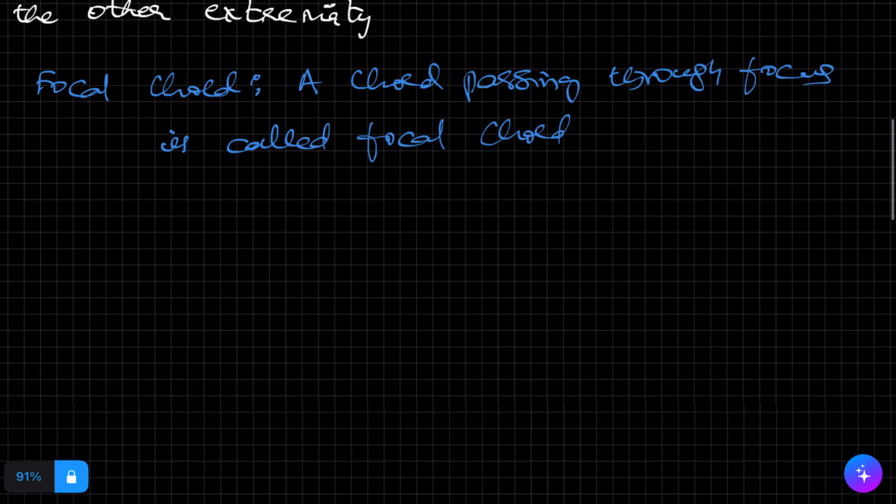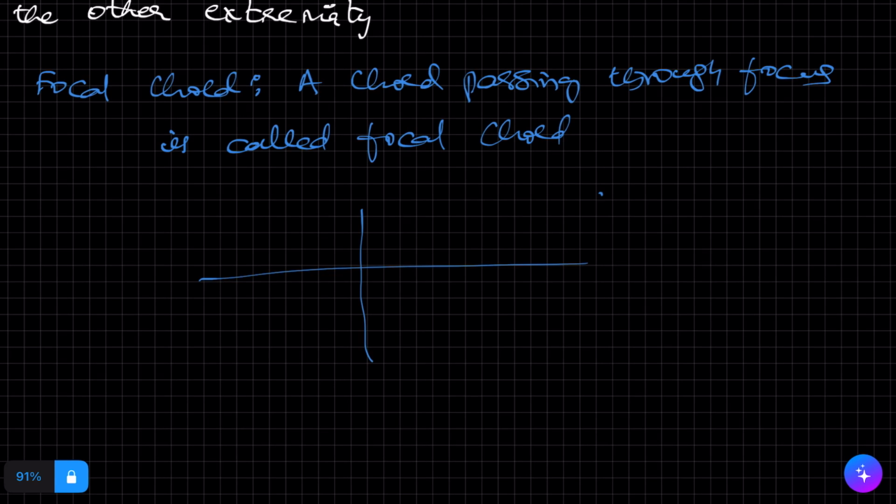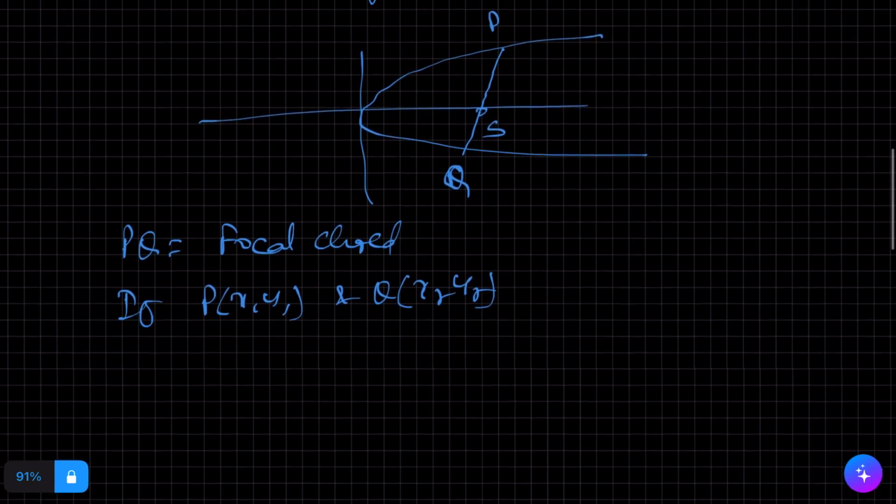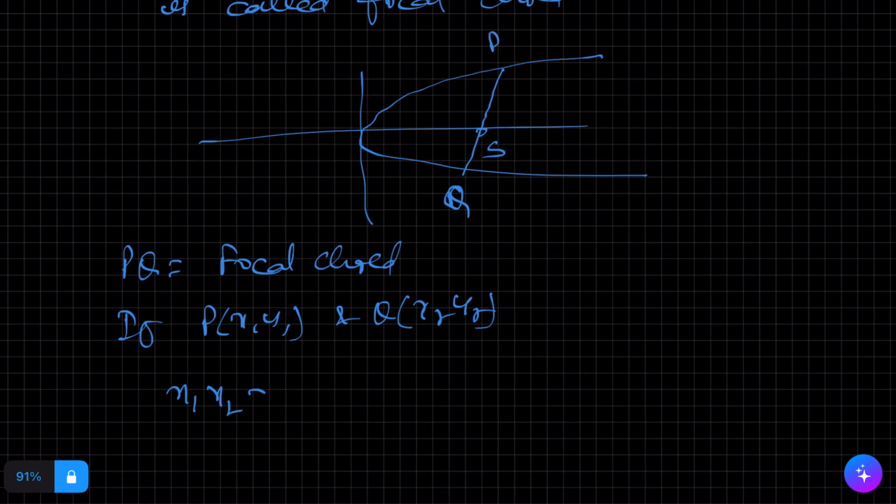Now let us take a parabola. Here we'll take a parabola and S is the focus. A chord passing through this focus is called a focal chord. Let us take a chord PQ which is passing through S. So PQ is the focal chord. Now if P is (x1, y1) and Q is (x2, y2), then the condition is x1 times x2 is a square and y1 times y2 is equal to minus 4a square.